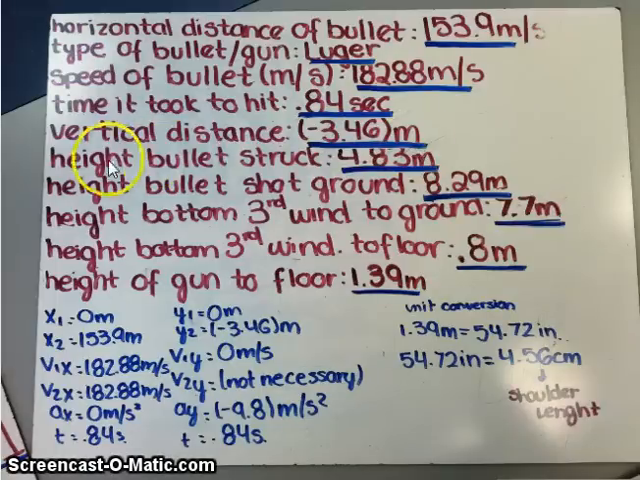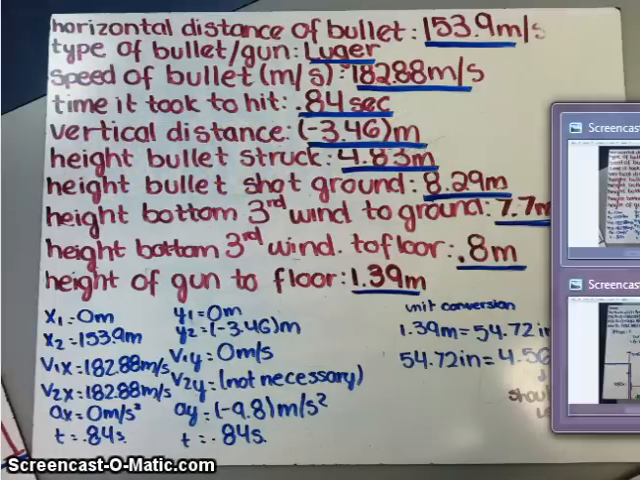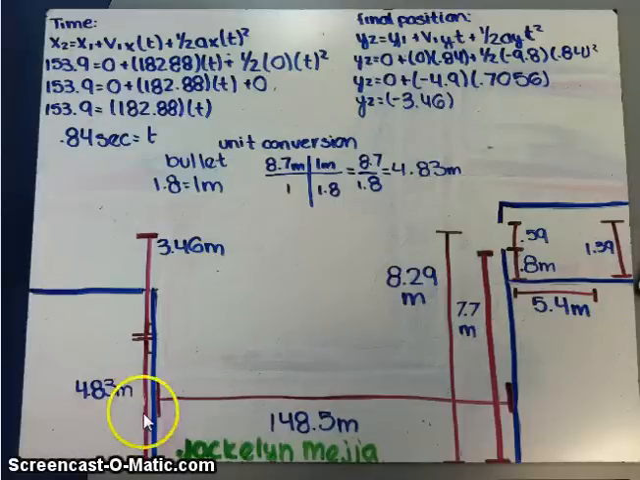We then need to find the height of the bullet in which it struck, and to find that we use a picture and then a reference of 1.8 centimeters is equal to 1 meter. From the ground to where the bullet hit was 8.7 centimeters, and we converted that into meters. So we divide 8.7 by 1.8 to get 4.83 meters.